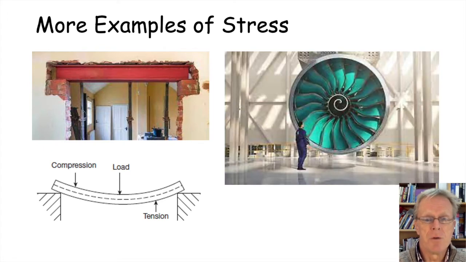Another good example is this picture here. This is a picture of a Rolls-Royce Trent 1000 engine. These fan blades on the front of the engine are subjected to huge stresses, part of it from the actual rotation of the engine. This rotates at around 40 times per second, so there are huge centrifugal forces trying to pull the blades away from the shaft.